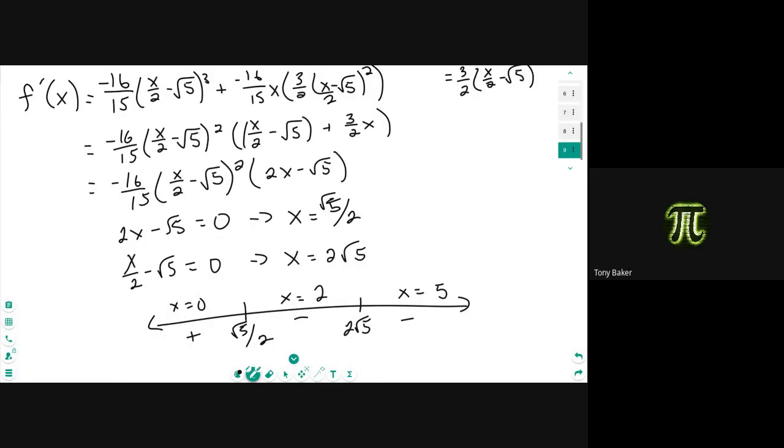So notice that around that point, it doesn't change direction. So while my tangent line there is 0, it doesn't go through that. It doesn't have a minimum or maximum. It's just going to go through that point.